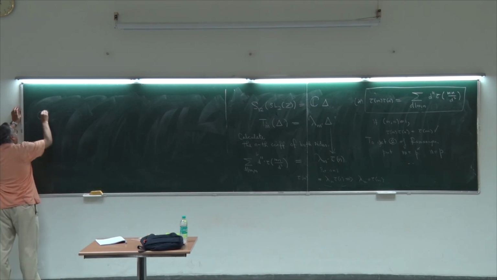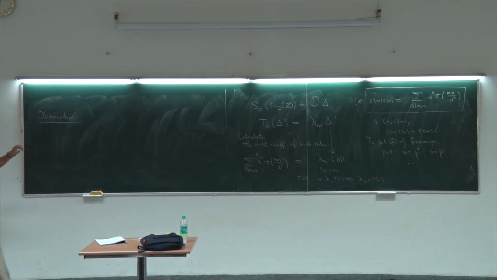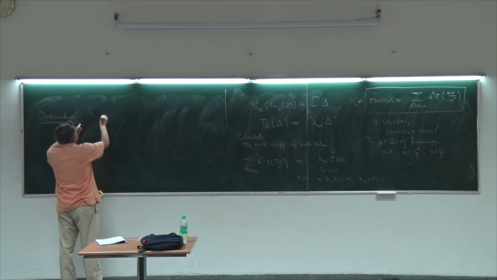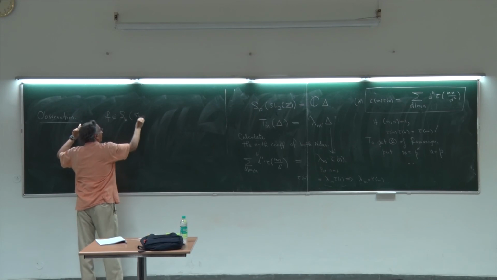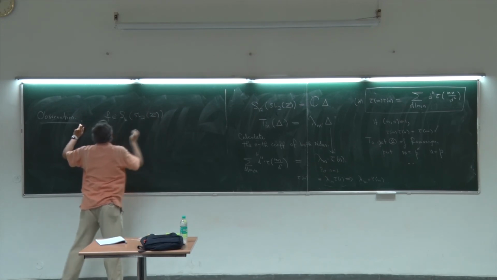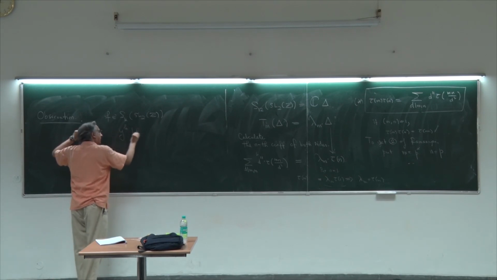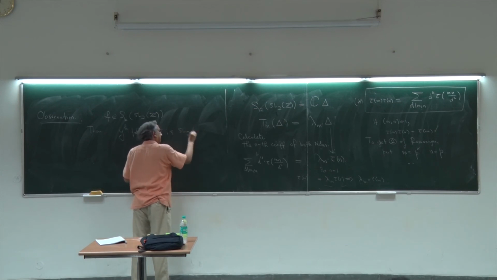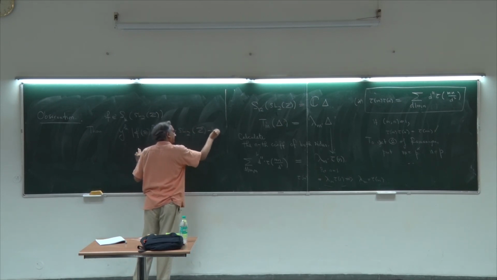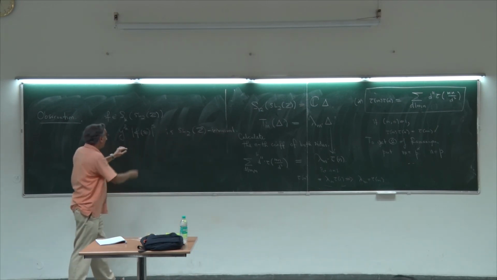So we have this basic observation. If f is a cusp form, then y to the k mod f of z squared is SL2Z invariant. So I'll leave this to you.